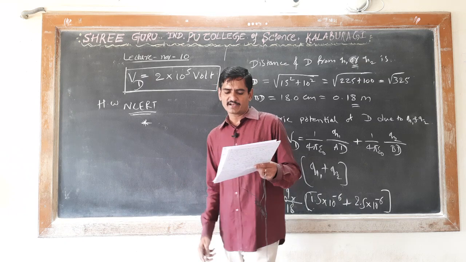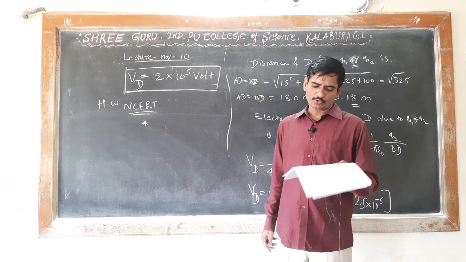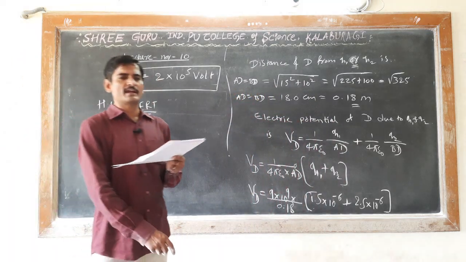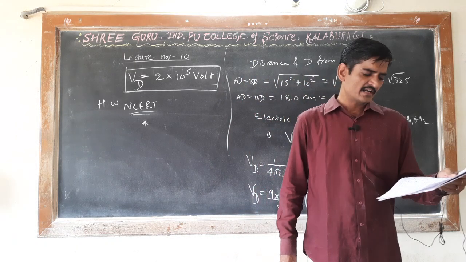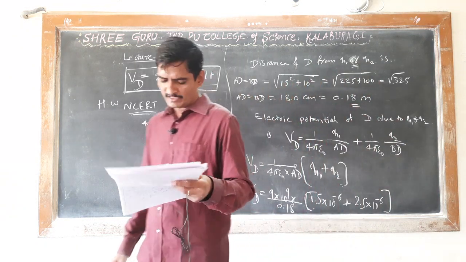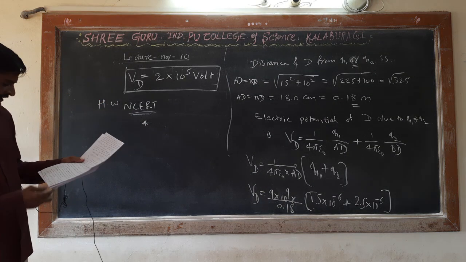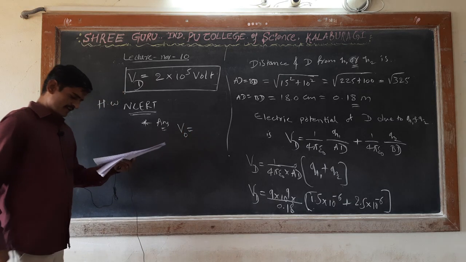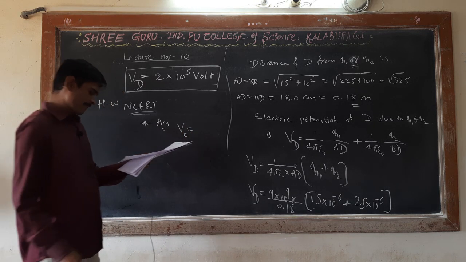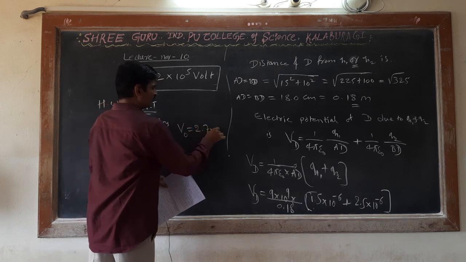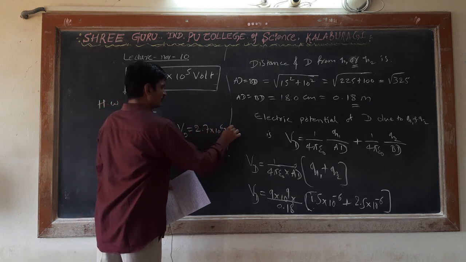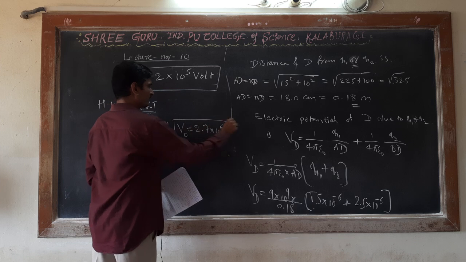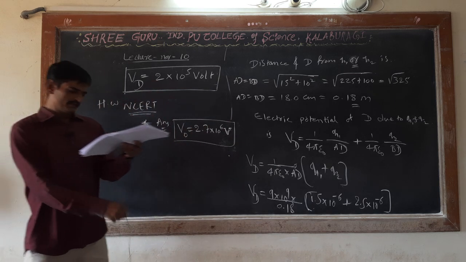A regular hexagon of side 10 centimeter has a charge 5 microcoulomb at each of its vertices. Calculate the potential at the center of the hexagon. I will give the answer. The potential at the center of the hexagon will come out to be 2.7 into 10 to the power 6 volt. This is the answer for this numerical.